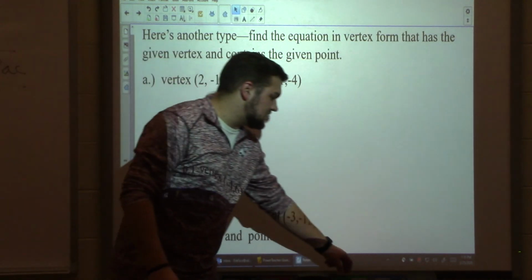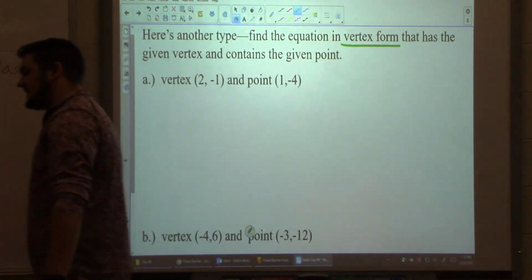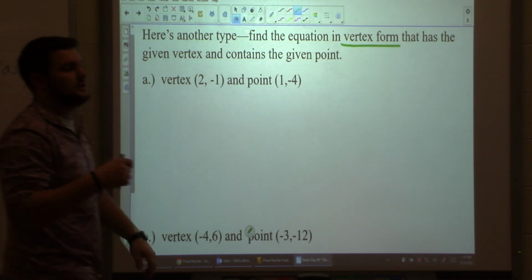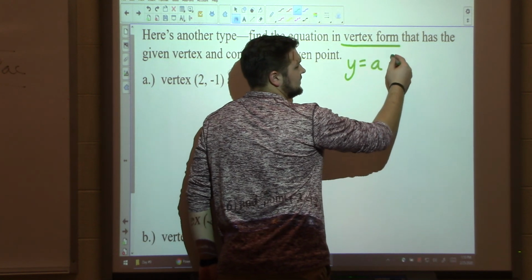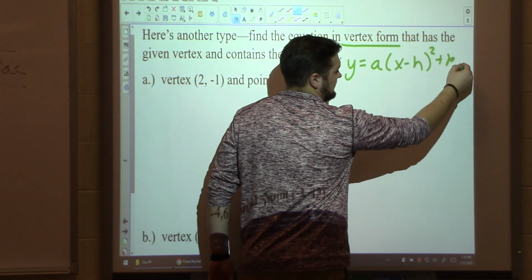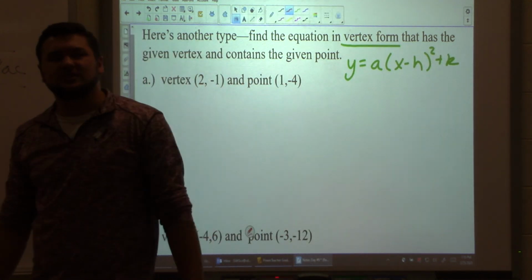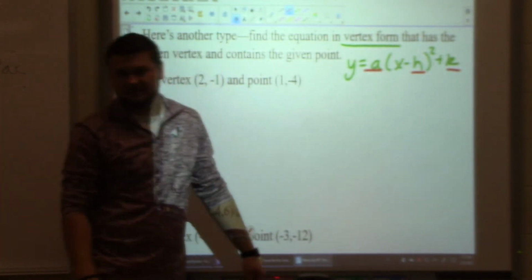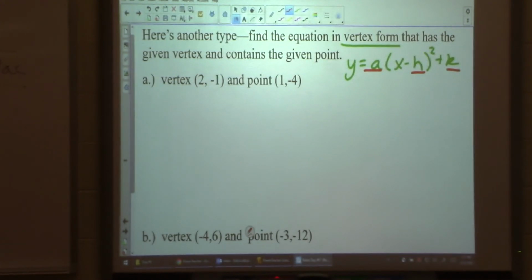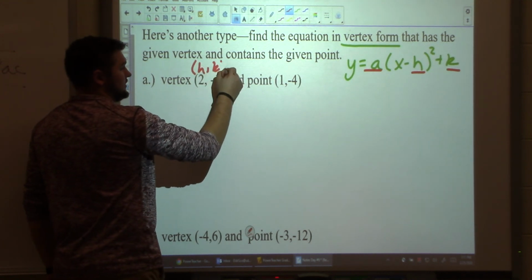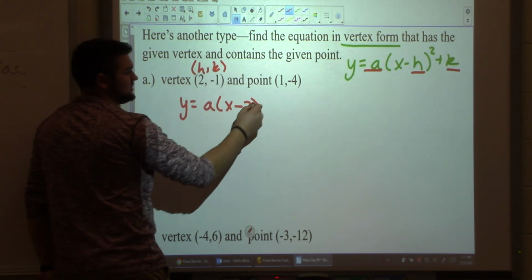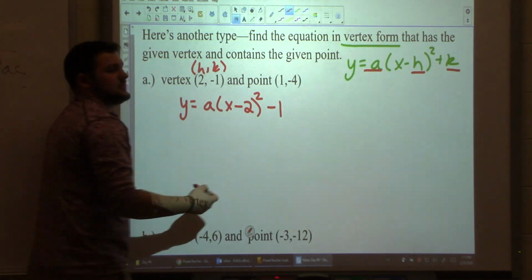Here's another type. Find the equation in vertex form now, given the vertex and a point. Vertex form is y equals a times x minus h squared plus k. When I write an equation in vertex form, it needs three pieces: an a, an h, and a k. Do I have any of those by what they give me? Yes, the h and k, the vertex. So I'm going to start by plugging those in. Y equals a times x minus 2, because 2 is my h, squared, plus negative 1, which is the same as minus 1. Plus k.